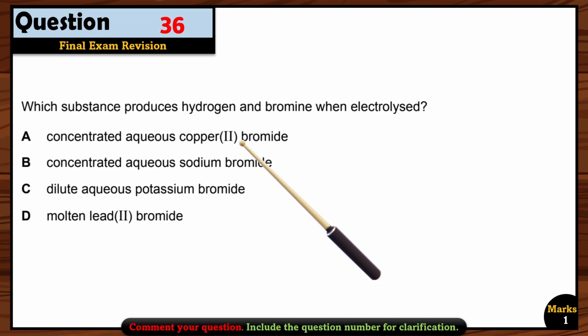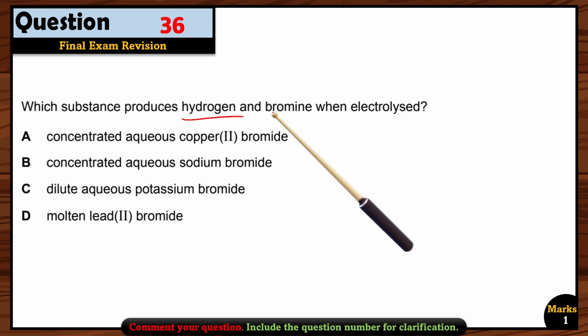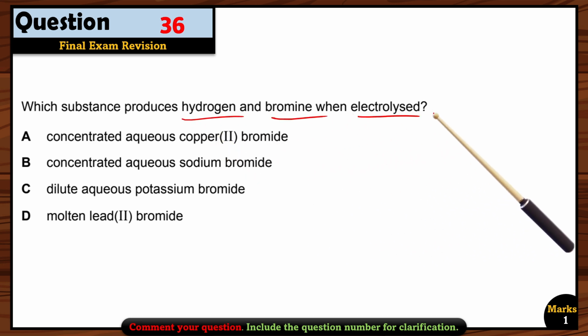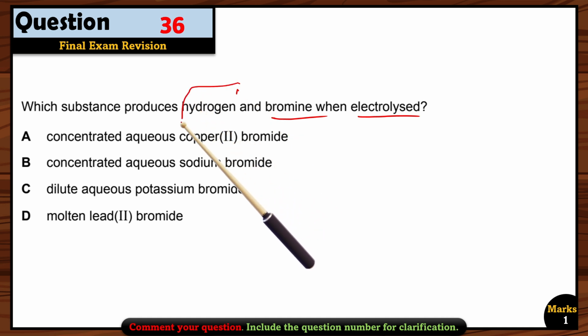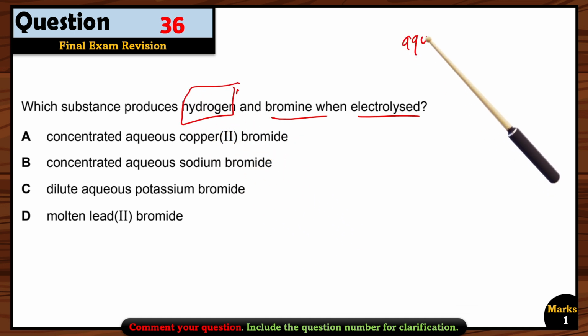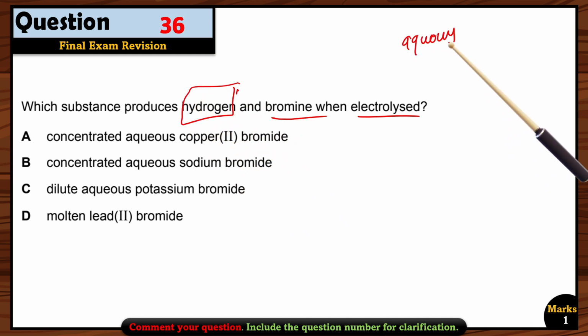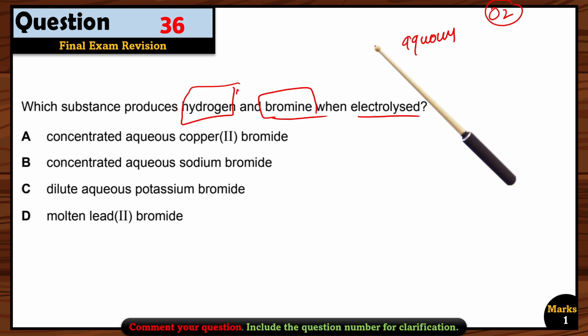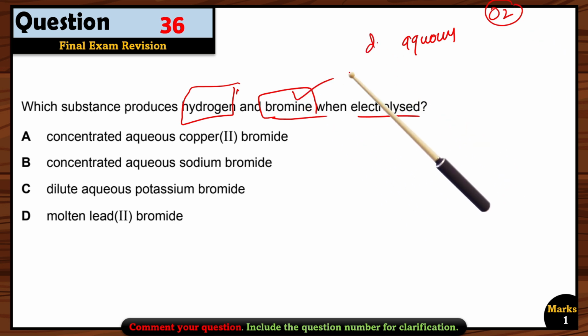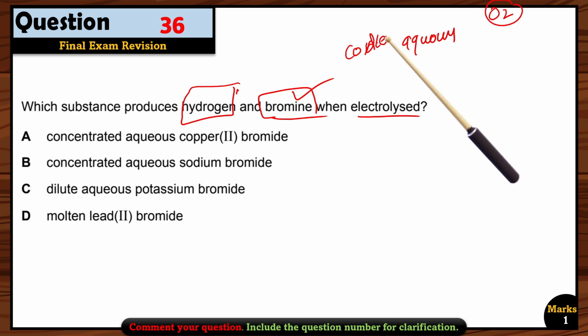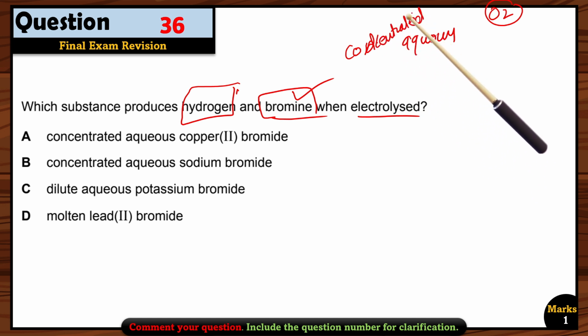Question 36. Which substance produces hydrogen and bromine when electrolyzed? So already it's simple. Hydrogen. If it's hydrogen, you need to remember that the solution is actually aqueous, right? That's why you will get hydrogen at the cathode. Now, if you are getting oxygen, then it means it's a dilute solution, right? But they are saying bromine, so it means the solution is concentrated, right? So the solution is concentrated aqueous.